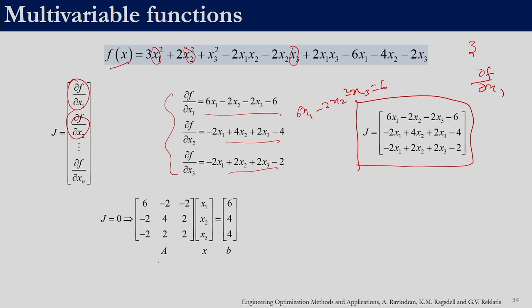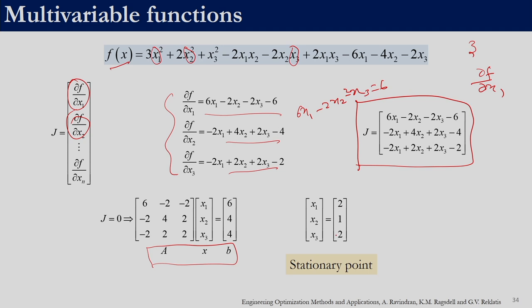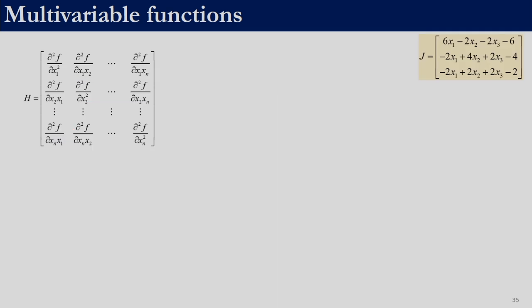And if we see, it will be in the form of a linear equation, which can be said Ax equal to b. If we solve this, we'll get the values, we'll get the stationary point. In this case, it happens to be 2, 1 and 2. So this is a stationary point. Again, with this, we cannot say whether it is a minima or maxima, so we need to determine the second derivative, or the Hessian in this case.